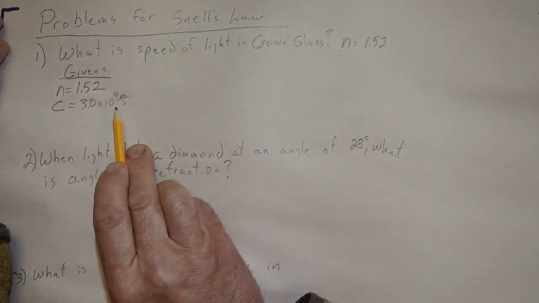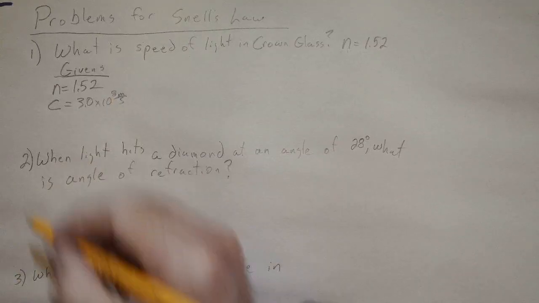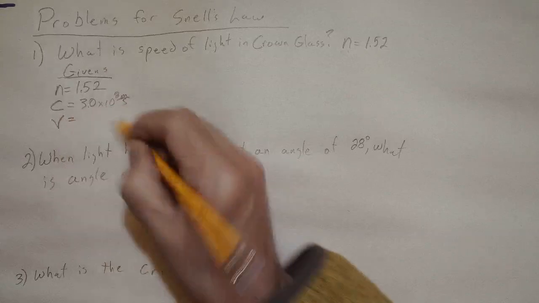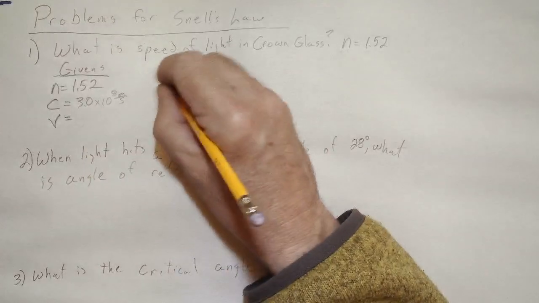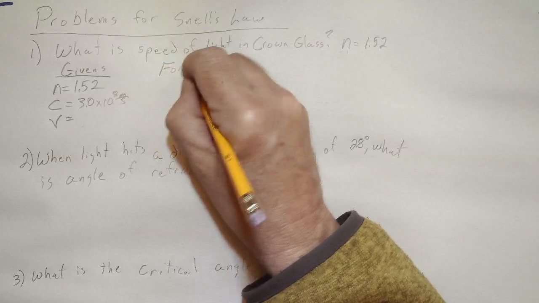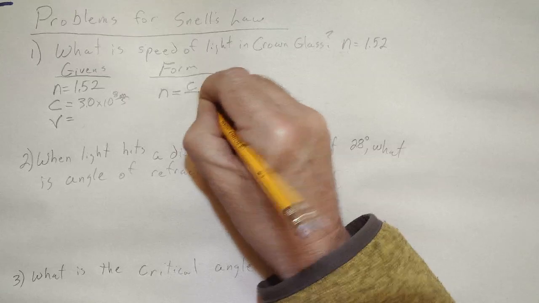That's the speed of light in a vacuum. Right? That's a good number to memorize. 3.0 times 10 to the 8th meters per second. We're looking for v. What's the speed of light in any particular medium? So that's what we have, the formula. The formula is n equals c over v.